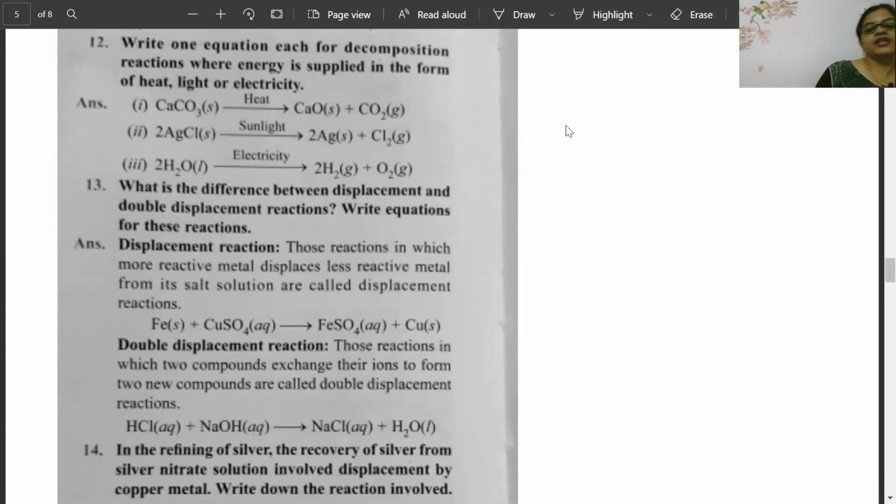This question: in refining of silver, the recovery of silver from silver nitrate solution involved displacement by copper metal. Write down the reaction involved. Easiest question. It will definitely come for 2 marks. When this question comes, one mark is for writing the equation, one for explaining. Do it, beta. Do it fast.